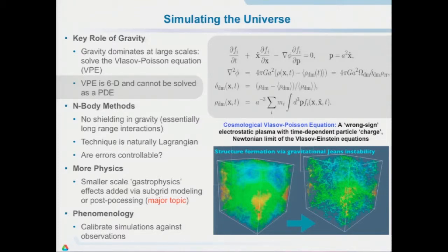And therefore, you need very high resolution everywhere in your simulation box. Moreover, because the equation is 6-dimensional, you can't just naively solve it as a PDE, right? Because there's just not enough memory in any machine to do that. So you have to use an approximate method, which is the N-body technique. Now gravity comes with its own problems. There's no shielding, so you have to solve both for short-range and long-range forces at the same time. And because it's a dynamical Monte Carlo technique, you have to be careful about how errors work.